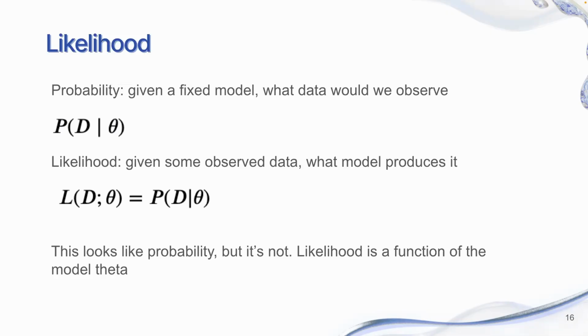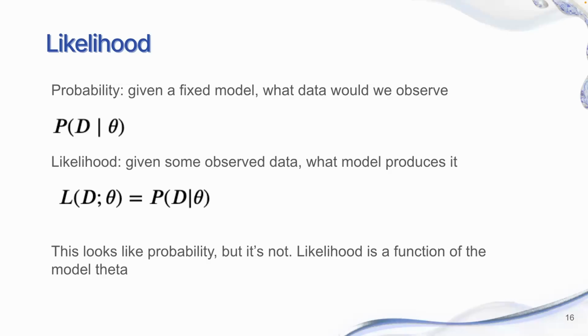And likelihood, on the other hand, is given some sort of data, what model produces it? You see the formula looks exactly like the probability, but what's being fixed is different. For the top formula, the theta term is fixed. For likelihood, however, you can think of it as a function of theta. So your theta is constantly changing, and you will get different L as a result. Likelihood in short is from data to model.